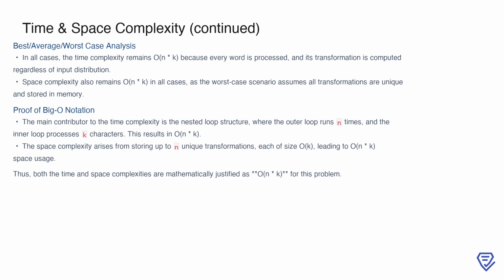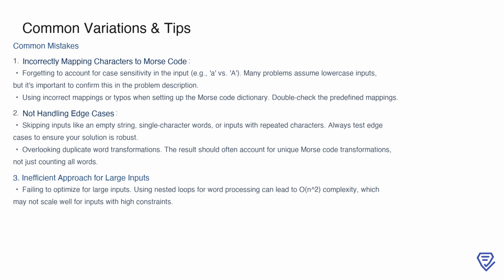When solving this problem, there are a few common mistakes to watch out for. First, incorrectly mapping characters to Morse code is a frequent error. This can happen if you forget to confirm whether the input assumes lowercase letters or if you make typos while setting up the Morse code dictionary. It's crucial to double-check the predefined mappings to avoid these issues.